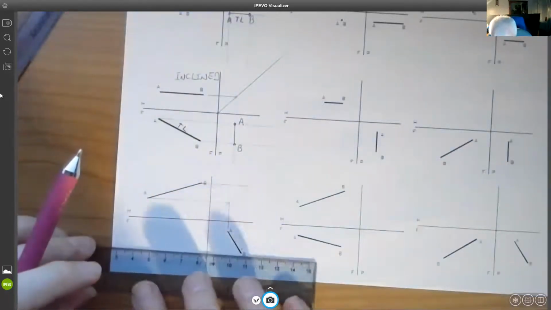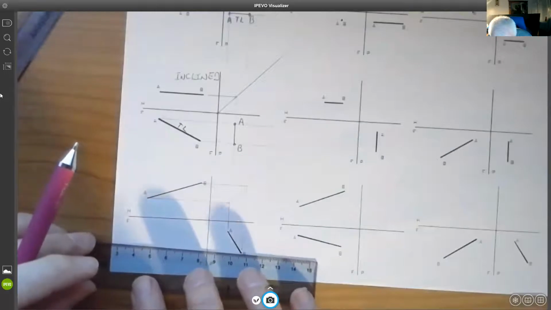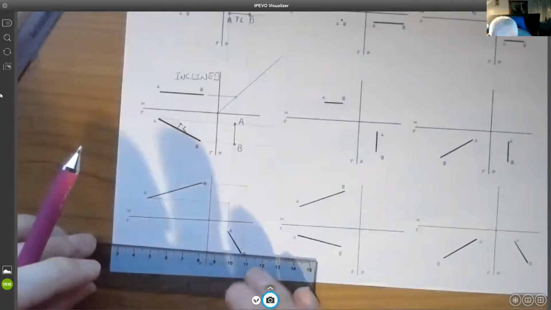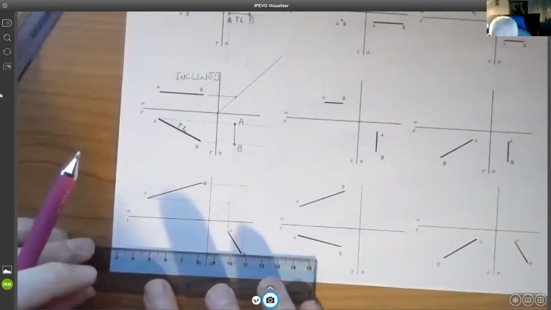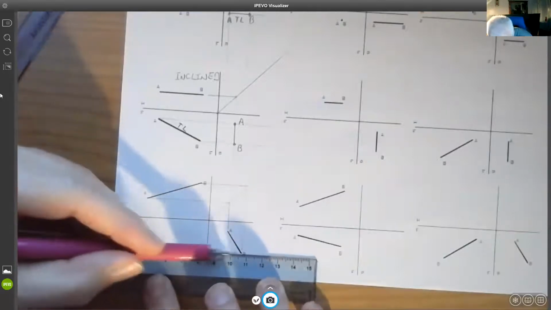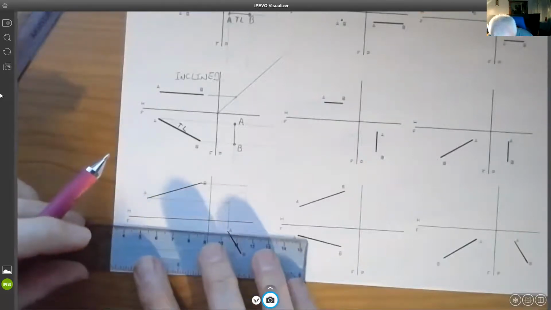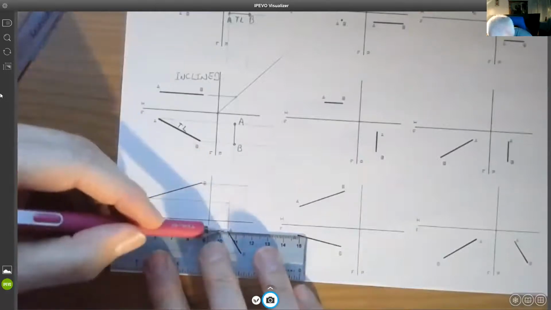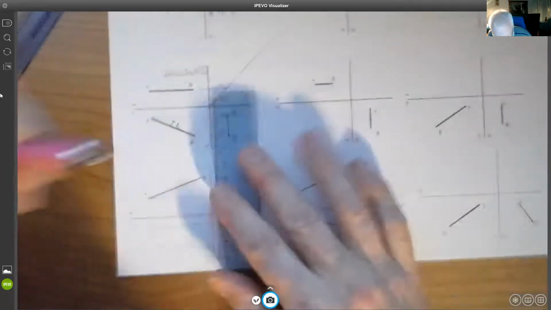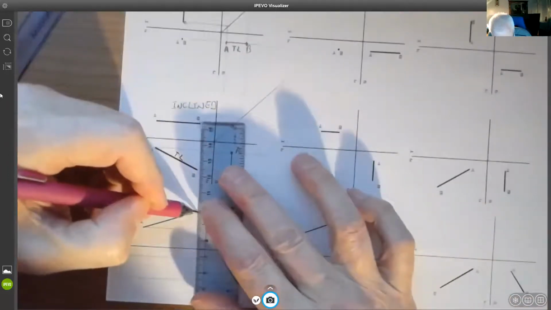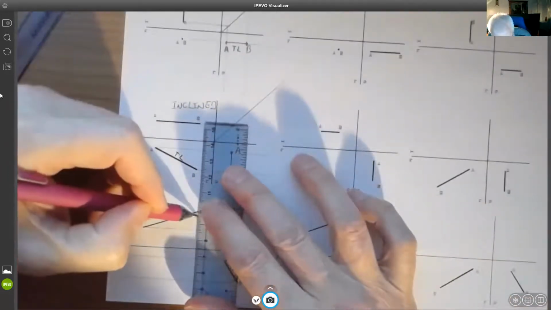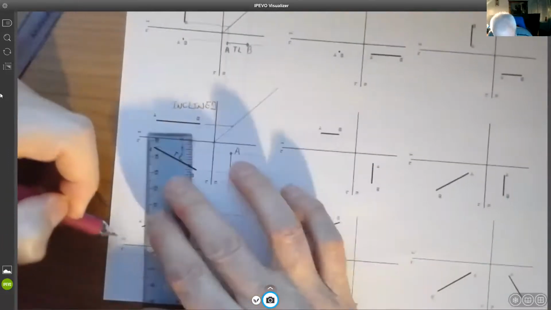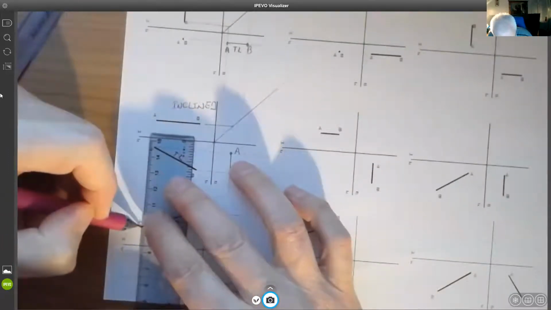So let's do that. I'm going to project my line over. Okay. And I'm going to do that same thing with this one. And then I'm going to come down from B here, and from A here.